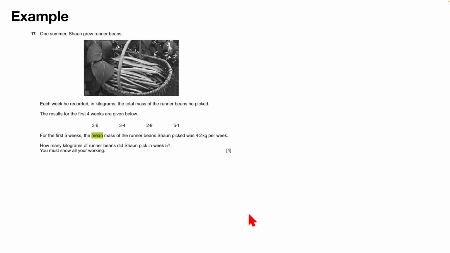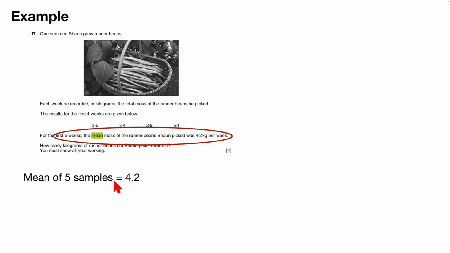So let's look at this question that cropped up recently. Here is the key. In the first 5 weeks, the mean mass of the runner beans Sean picked was 4.2 kg, where we've got 4.2 kilograms. We've got the weights of the others, but we know what the 5-week mean is. So we know that the mean of 5 samples is 4.2. The total mass of the 5 samples is 5 times 4.2 equals 21.